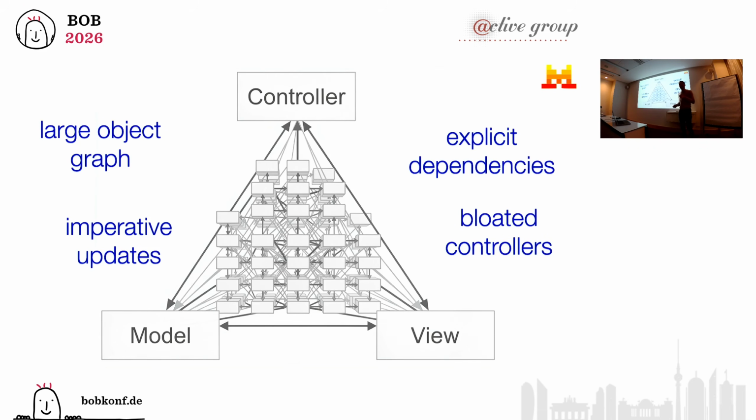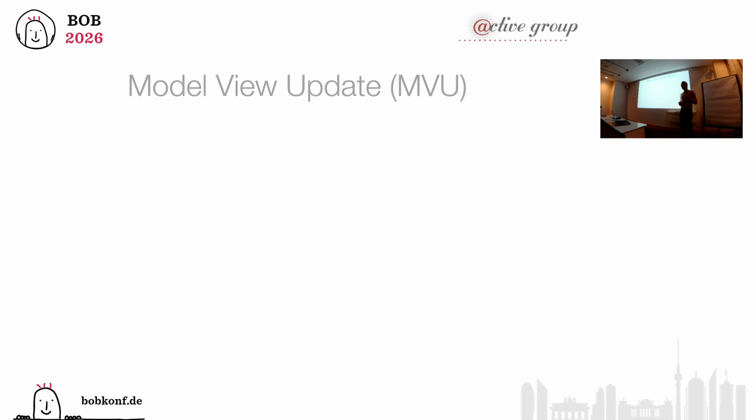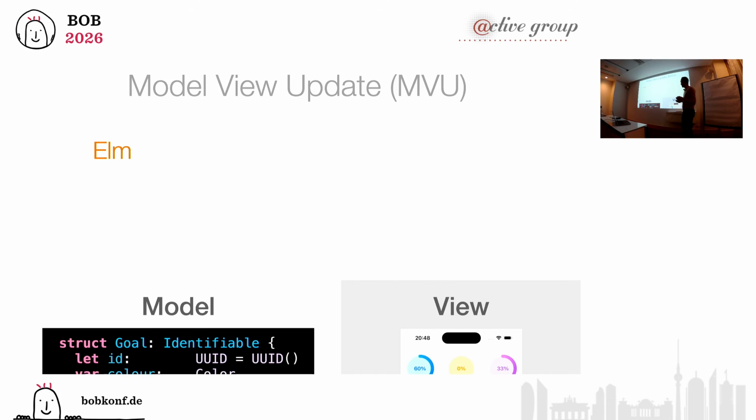So can't we do this in a more functional way? Welcome to Model View Update. Well, in its purest form, I think we find this in Elm, the Haskell variant for web programming. So of course, model and view again, but in Elm, there's one function which takes the model, the whole thing, and produces the view. And if you have a new model, you get a new view.